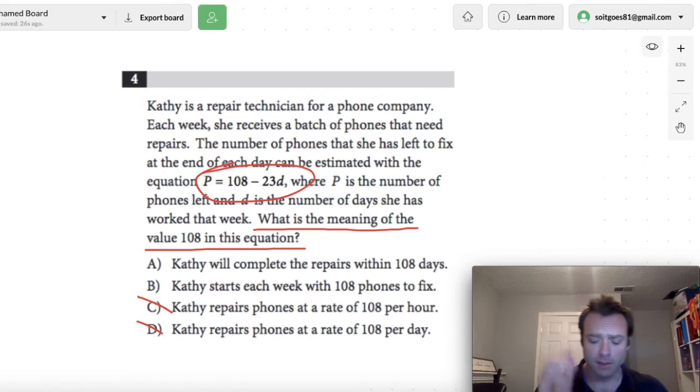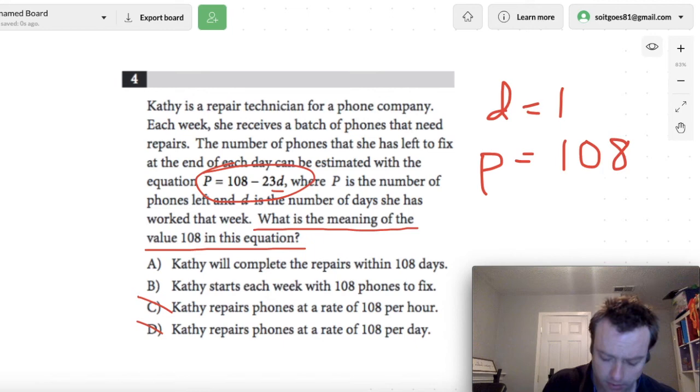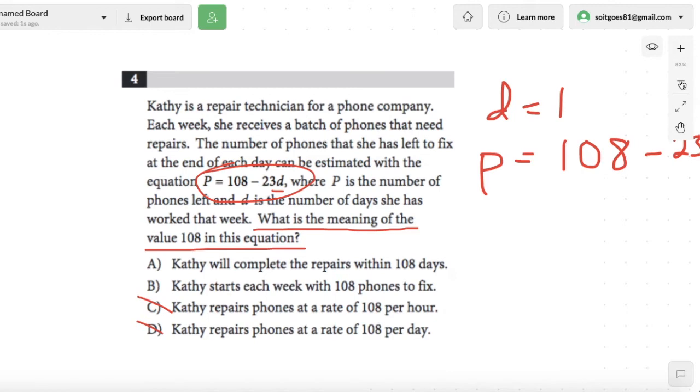Okay, so let's start with D equals 1. All right. So I'm going to plug that into the equation in the question. And when D is 1, that'll tell us how many phones she has left after she's worked one day. So that's going to be P equals 108 minus 23, not times D, but 23 times 1.